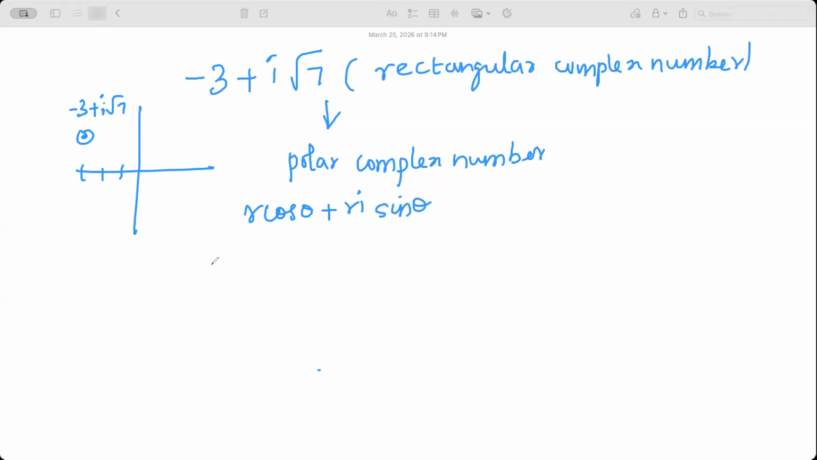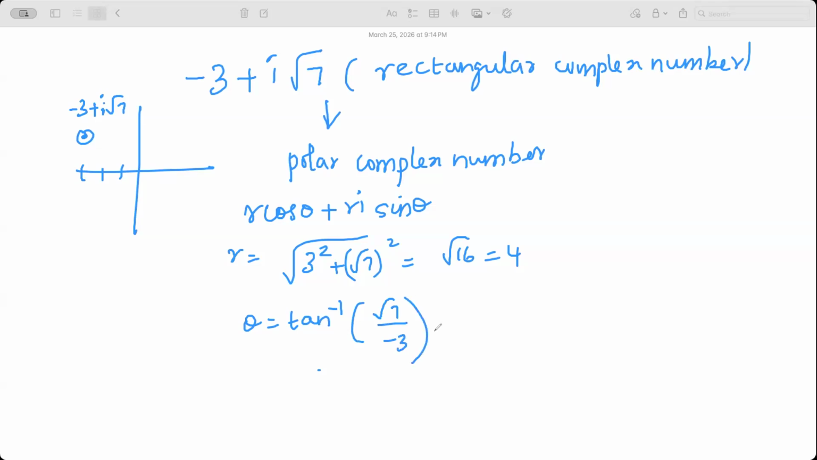But when you find the r value, the r value was 4. So basically that is 3 squared plus root 7 squared, correct? So that will be 9 plus 7, 16, which is equal to 4. Theta value will be equal to tan inverse of root 7 by minus 3, right? What is that? I'm getting minus 0.722. Minus 0.722 is somewhere here, right? Because this is 0, this is minus 1.51 radians, so minus 0.722 is here, almost half.